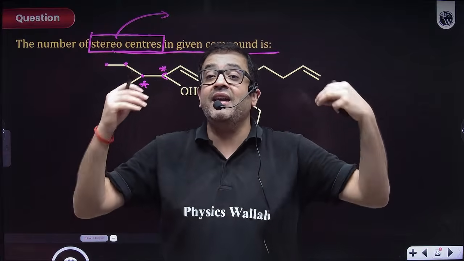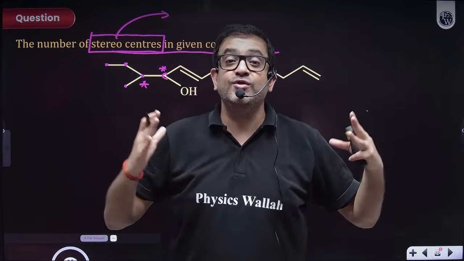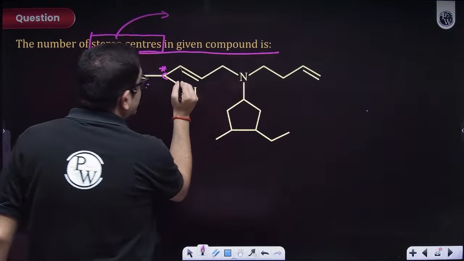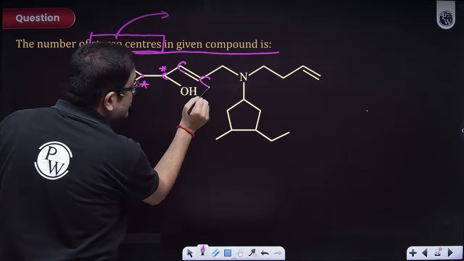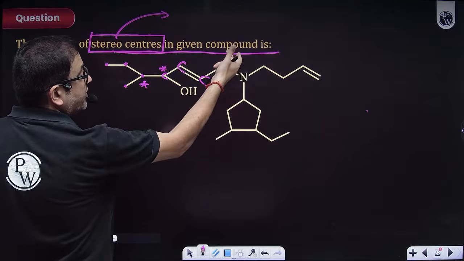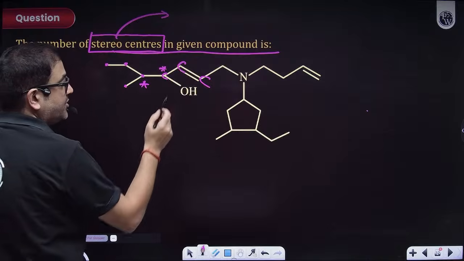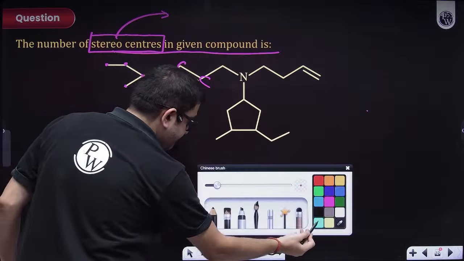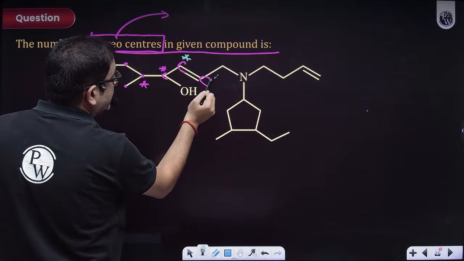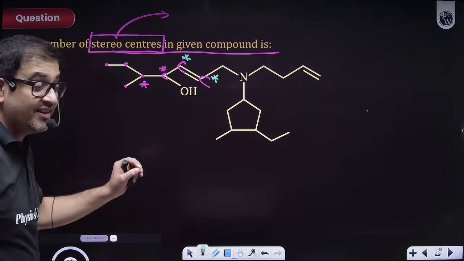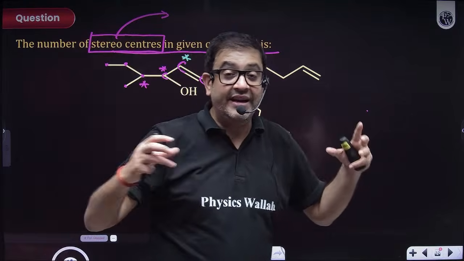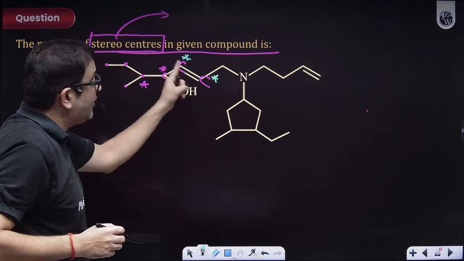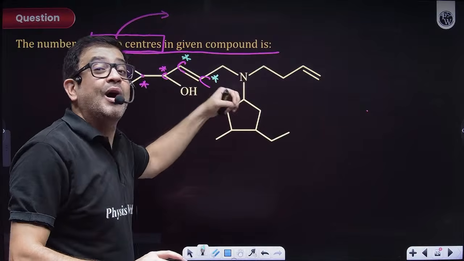Both the carbons decide whether my groups are the same or different. So if the question is asking for stereo centers, then definitely this is a geometrical stereo center, and this is also a geometrical stereo center, each having one H and one differently substituted bond. This is also a stereo center. So one geometrical stereo center has two different carbons acting as geometrical stereo centers, so you have to count both of them.